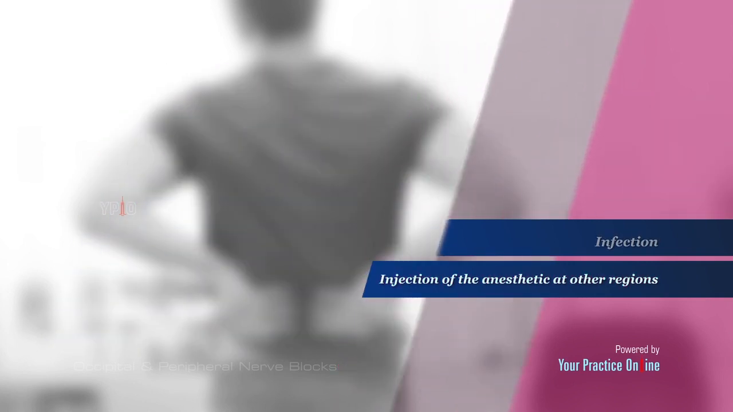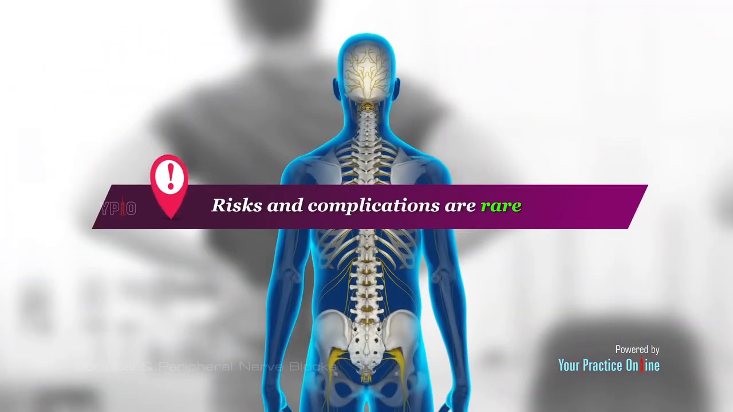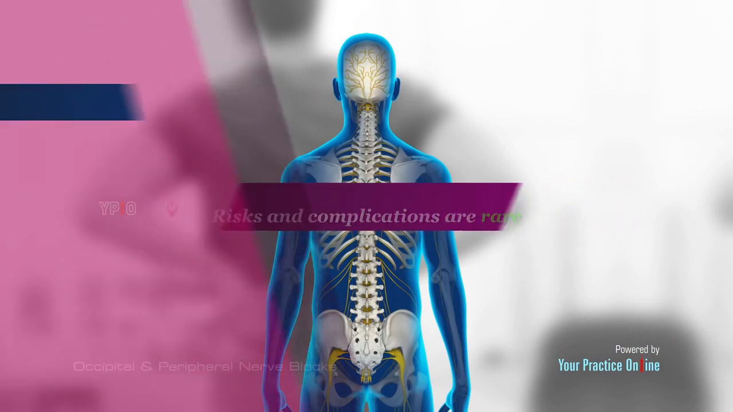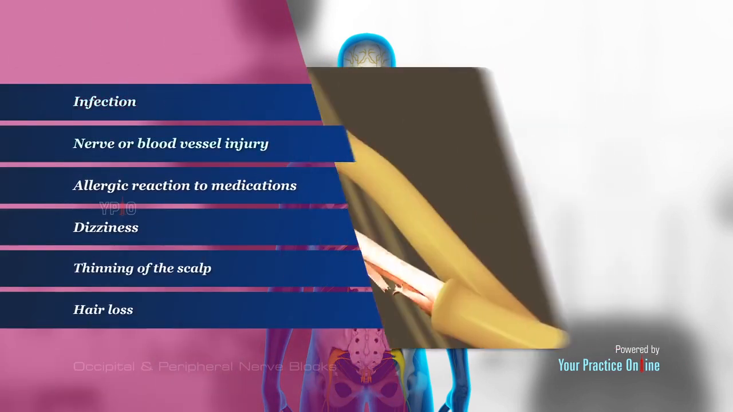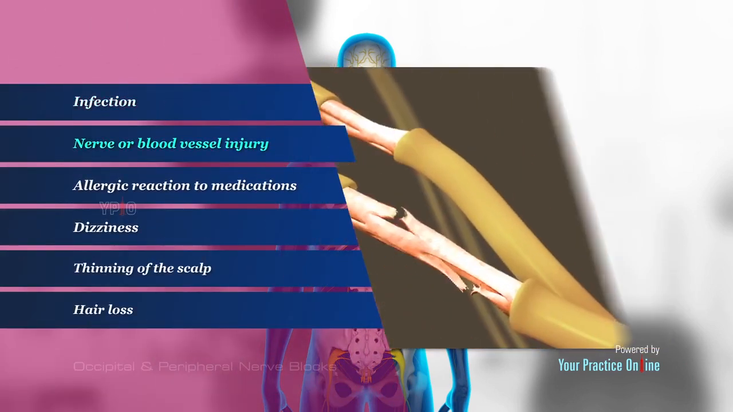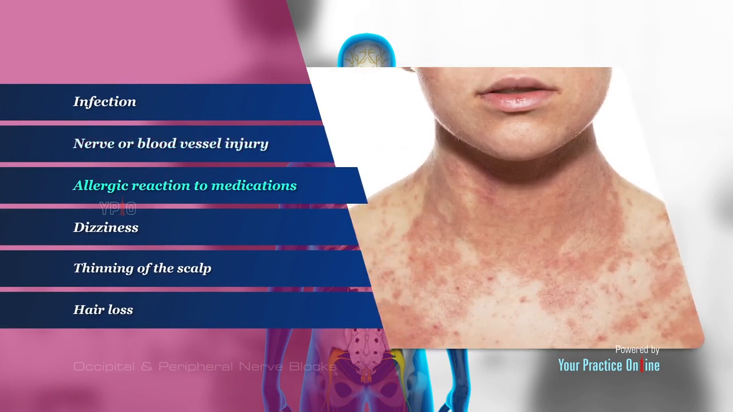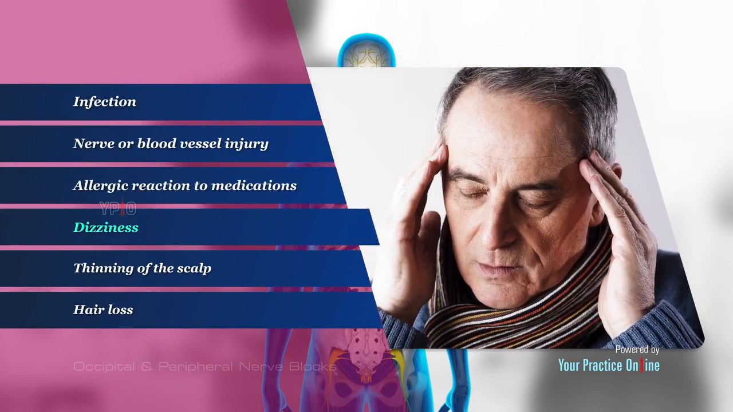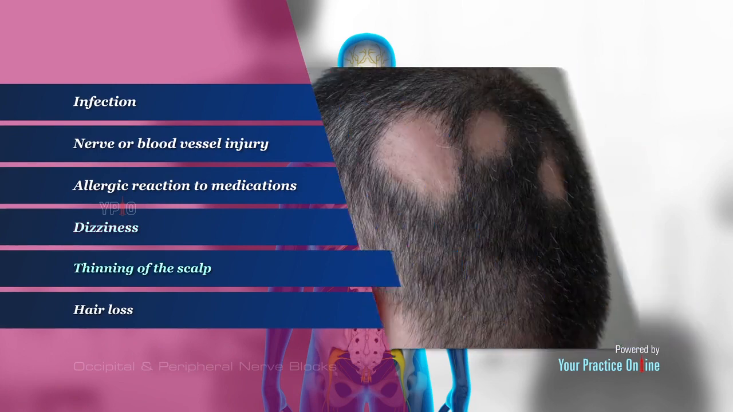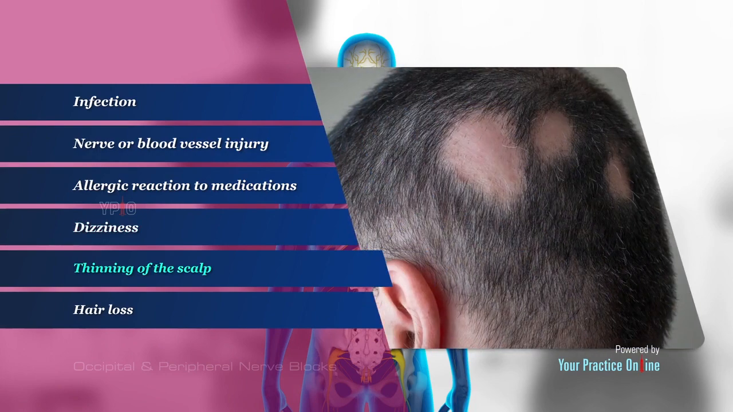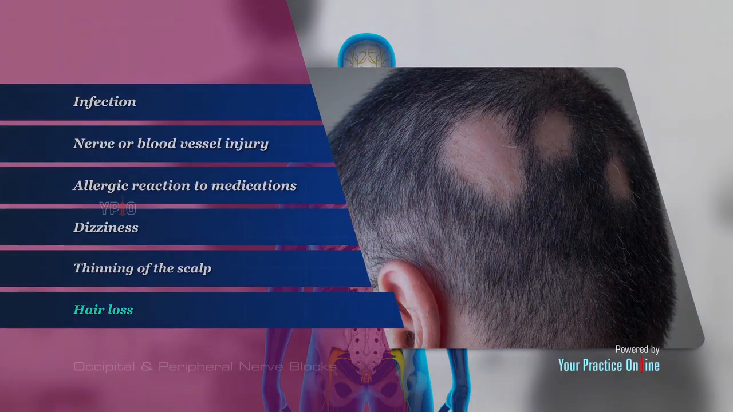Risks and complications are rare following an occipital block, but can include infection, nerve or blood vessel injury, and allergic reaction to medications. You may also feel dizzy for a short period. Sometimes thinning of the scalp at the injection site and hair loss may also occur.